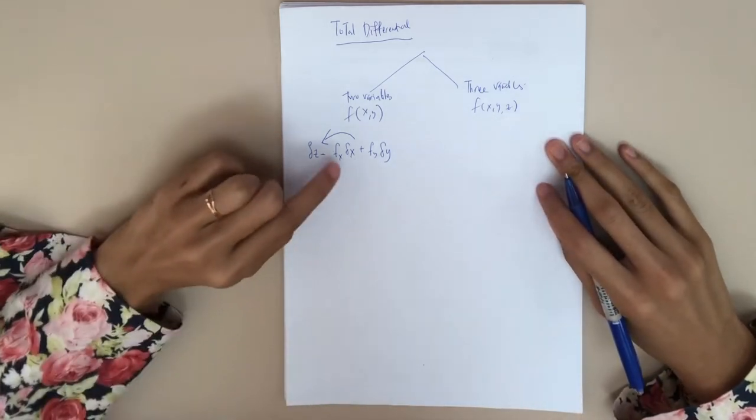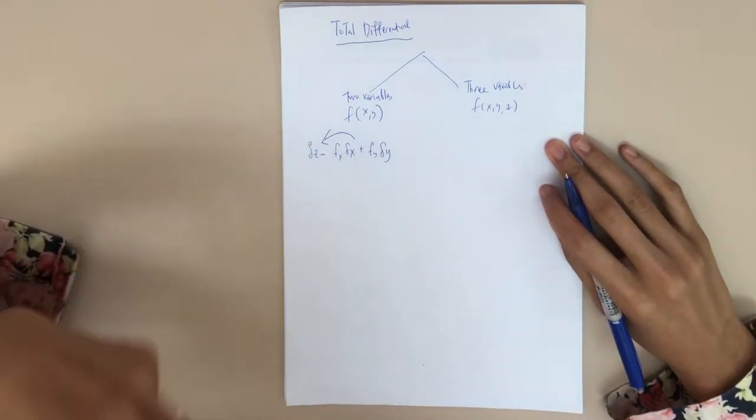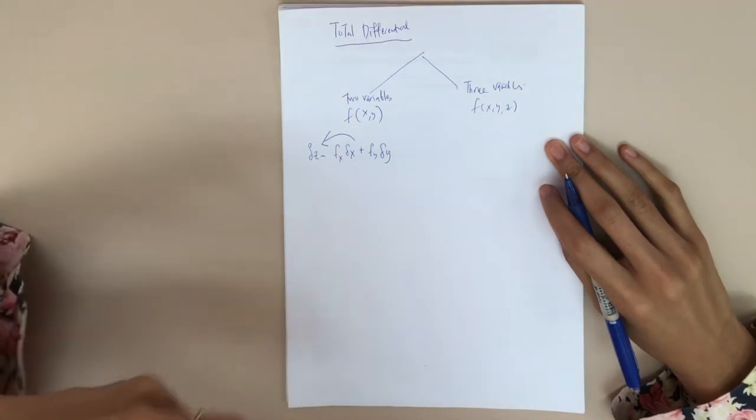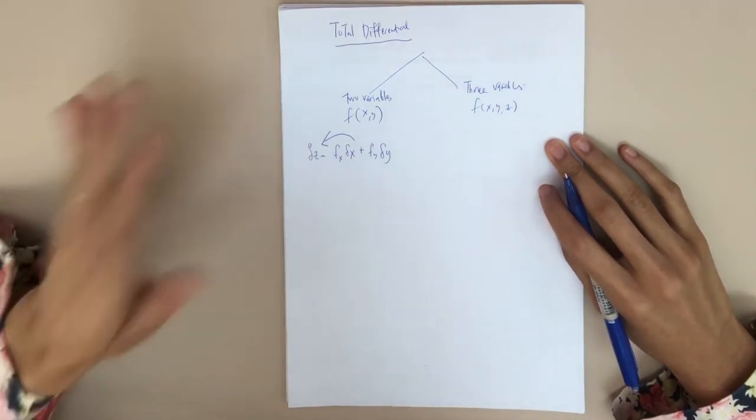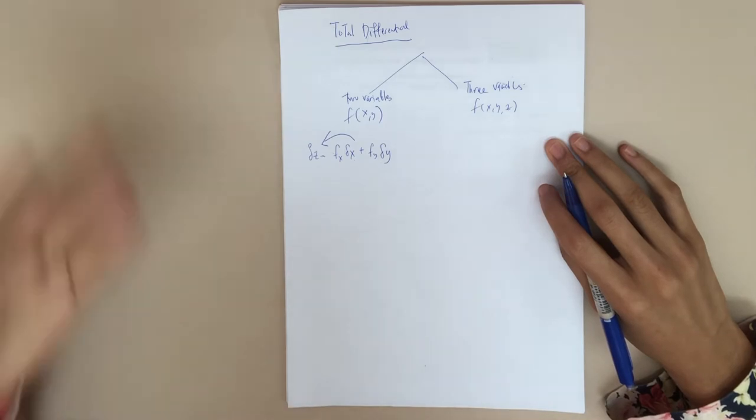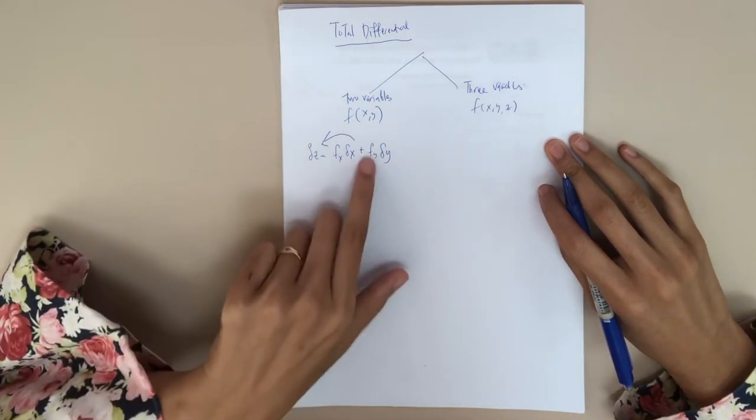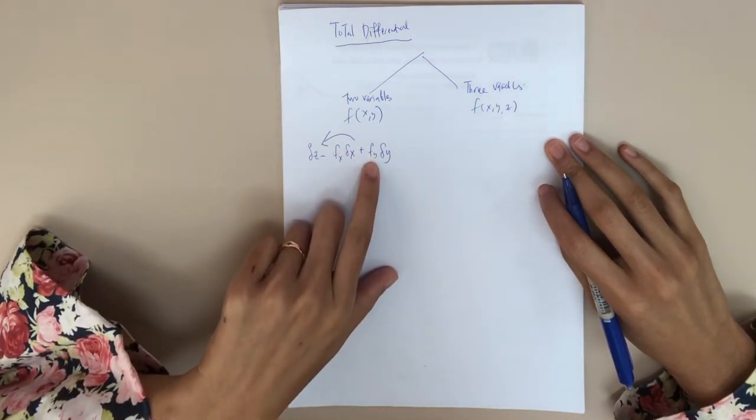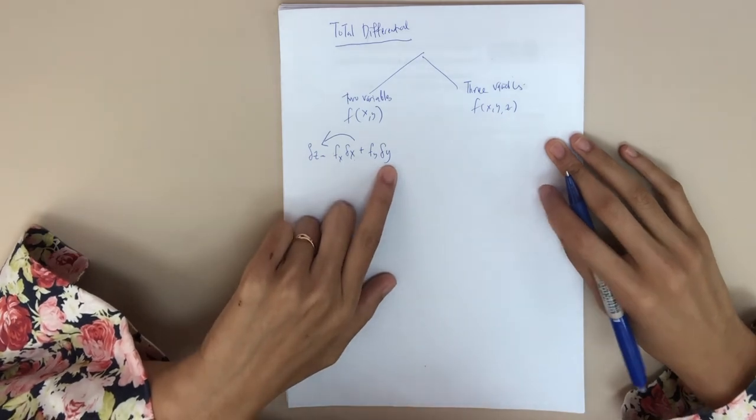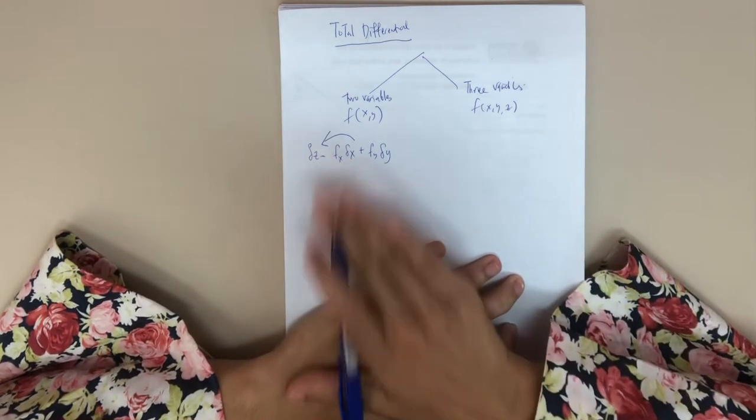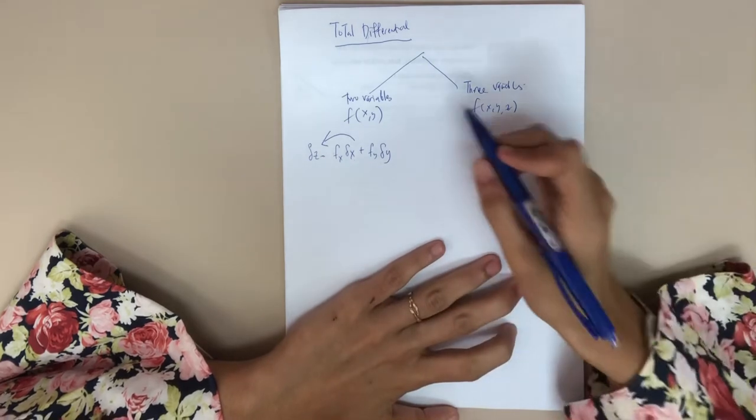Here fx is the partial derivative with respect to x, and dx is the change of x, meaning the change in the value of x, whether it goes down or up. It is up to you, but it is still a change. The same thing here: fy is the derivative with respect to y, and dy is the change of y. So this is the formula for two variables. How about for three variables?